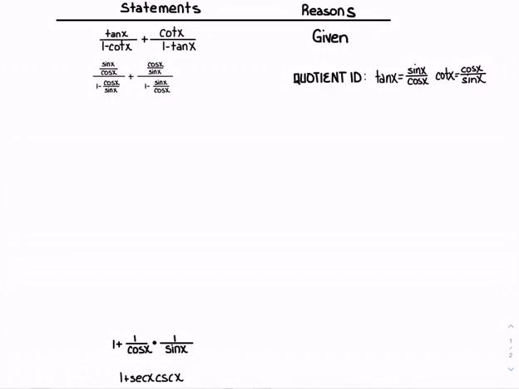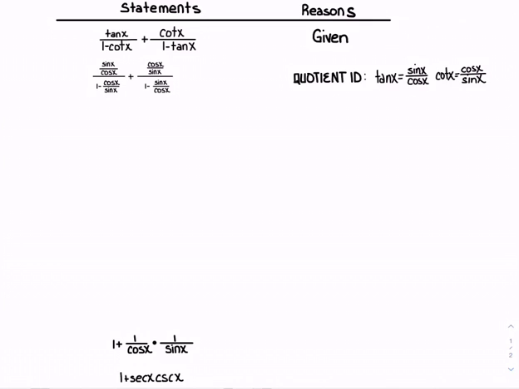So my tangent turned into sine over cosine, my cotangents turned into cosine over sine, and secant's reciprocal identity is 1 over cosine and cosecant is 1 over sine. Now that I have everything written in terms of sine and cosine, I'm going to continue working backwards just a little bit by simplifying what we have.